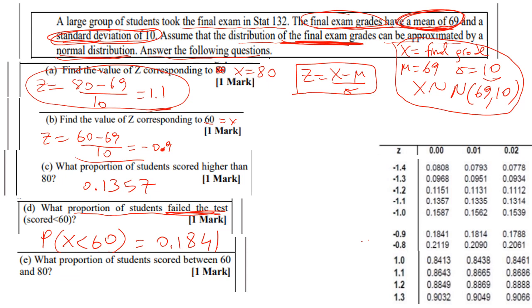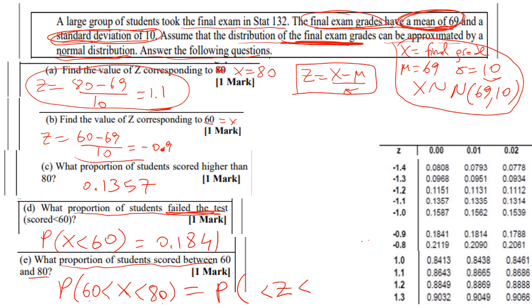What proportion of the students scored between 60 and 80? So X is between 60 and 80. Now you have to change this to Z. X becomes Z automatically, and the direction of the inequalities does not change. But 60 and 80 become the Z values negative 0.9 and 1.1. So this will be negative 0.9, and this will be 1.1.